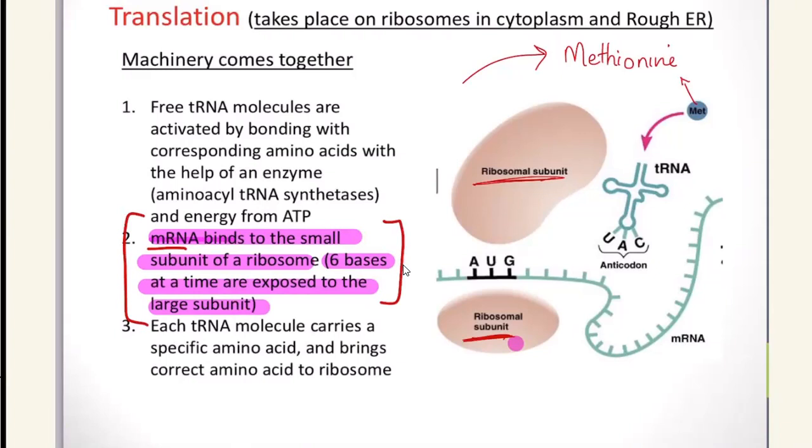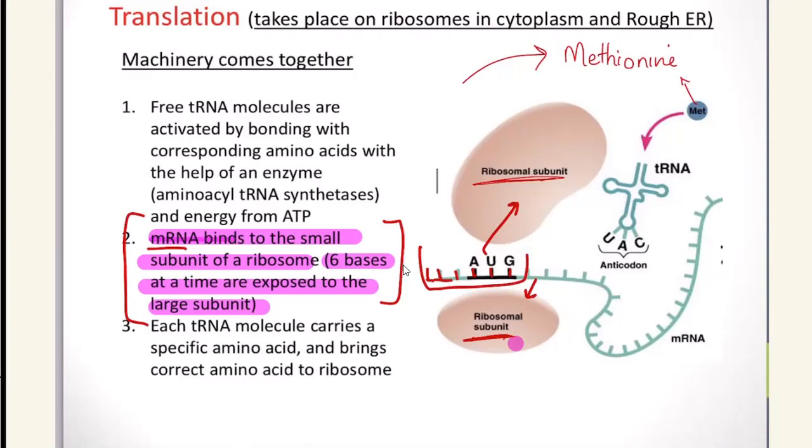So what is happening? mRNA is binding to the small subunit and 6 bases, 1, 2, 3, 4, 5, 6, are exposed at one time to the large subunit. Are you understanding this thing? Yes. Right? Okay. And then another point.